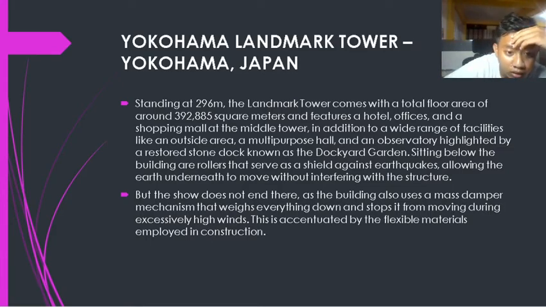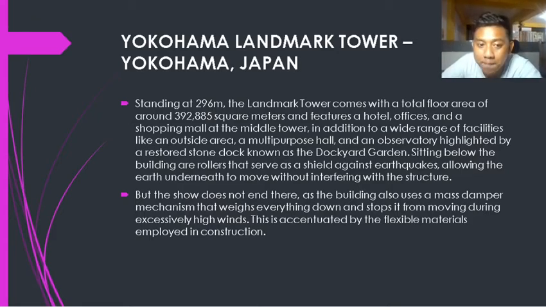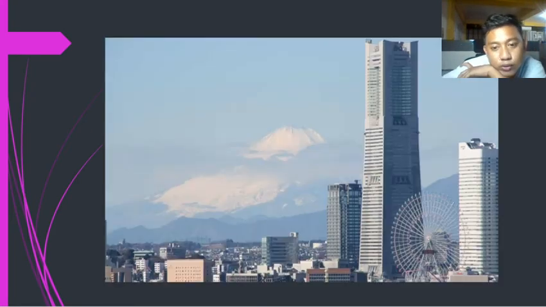But the show does not end there, as the building also uses a mass damper. Ito yung tinatawag sa Taipei 101, yung mass damper mechanism that weighs everything down and stops it from moving during excessive high winds. Ganun din naman sa Taipei 101. Kaya tinawag siyang mass damper is, using the mass, nadadamp niya yung movement ng any earthquake. This is accentuated by the flexible materials employed in construction. So this one, yan guys.